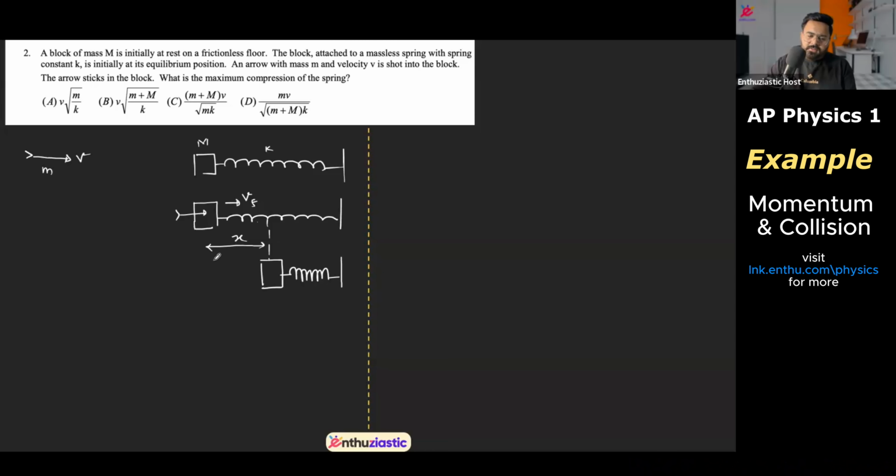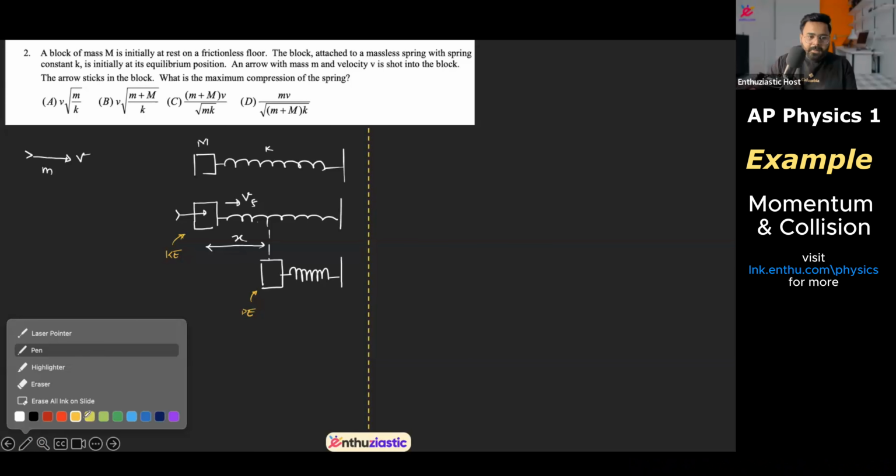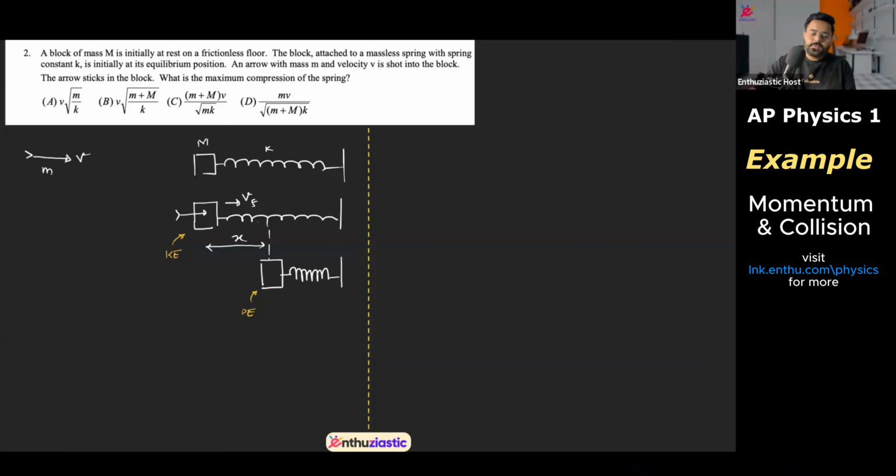If you want to find x, we know one thing. All the kinetic energy that they possessed here is converted into potential energy that is here. And to find the kinetic energy, we need to find the velocity of the whole system. What is the system? Arrow plus block. How do I find the velocity of the whole system? For that, I will use momentum conservation. First, let us apply conservation of momentum.